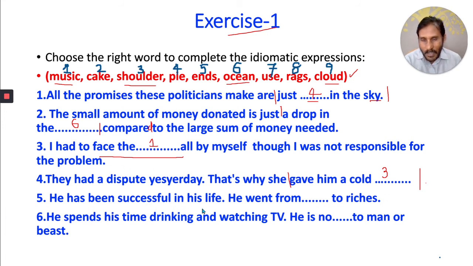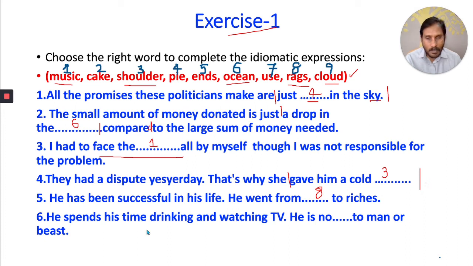He has been successful in his life. He went from dash to dash to riches. Any person who hails from a very humble, very ordinary, poor family and, by doing all hard work, becomes a rich person, then we say he has risen from rags to riches. Rags means the simple cloth pieces. Rag pickers and beggars collect them. From the garbage, they pick the rags and bottles, and they eke out their livelihood. So rags are small pieces of cloth. Right? This is 8.